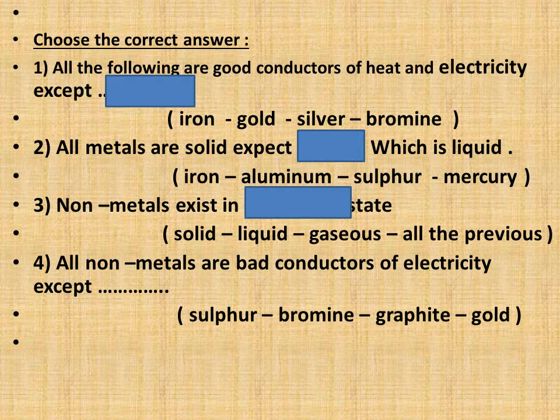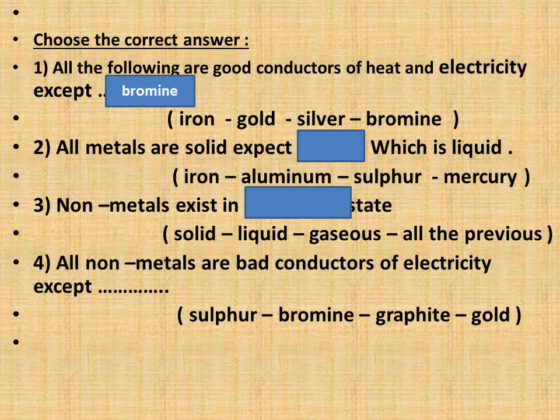Choose the correct answer. All the following are good conductors of heat and electricity except: iron, gold, silver, or bromine. Let's see, iron is a metal, so iron is a good conductor of heat and electricity, as are gold and silver. And bromine is a non-metal, so bromine is a bad conductor of heat and electricity. So we will choose bromine because it is a non-metal and a bad conductor of heat and electricity.